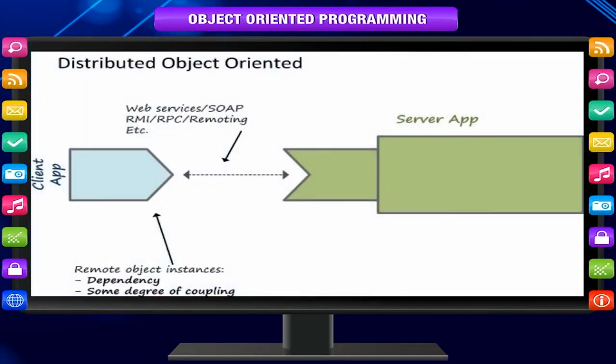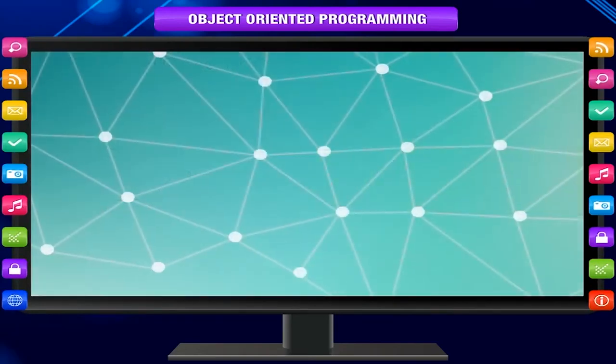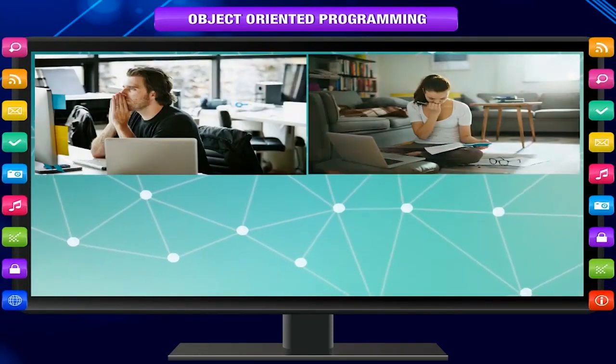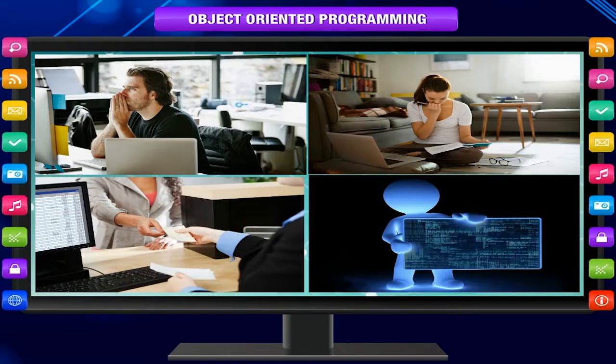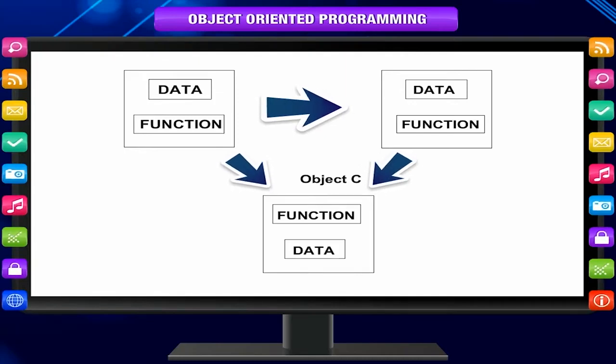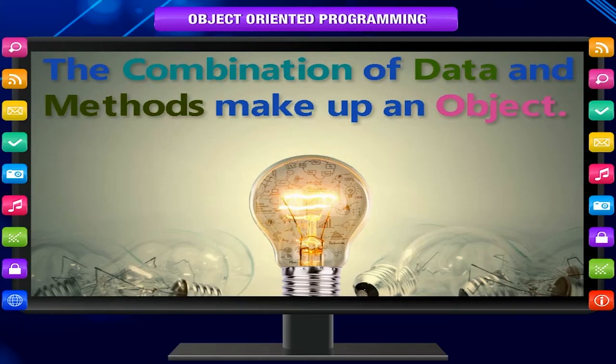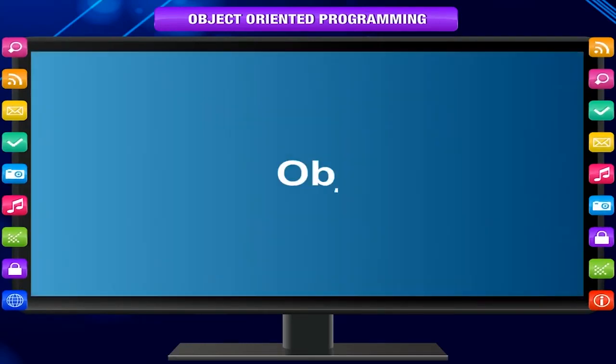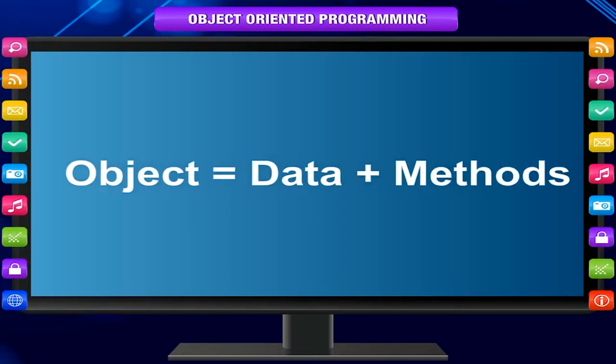Object. Objects are the basic entities in an object-oriented system. An object may represent a person, a place, a bank account, or any item that a program may handle. A problem is decomposed into a number of entities called objects, and then we build data and functions, methods, to perform operations on this data around these objects. The combination of data and methods makes up an object. Object is equal to data plus methods.